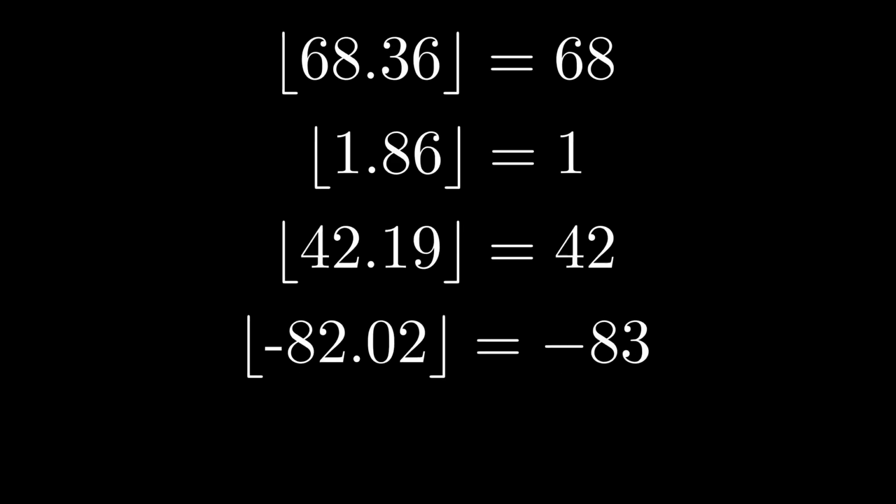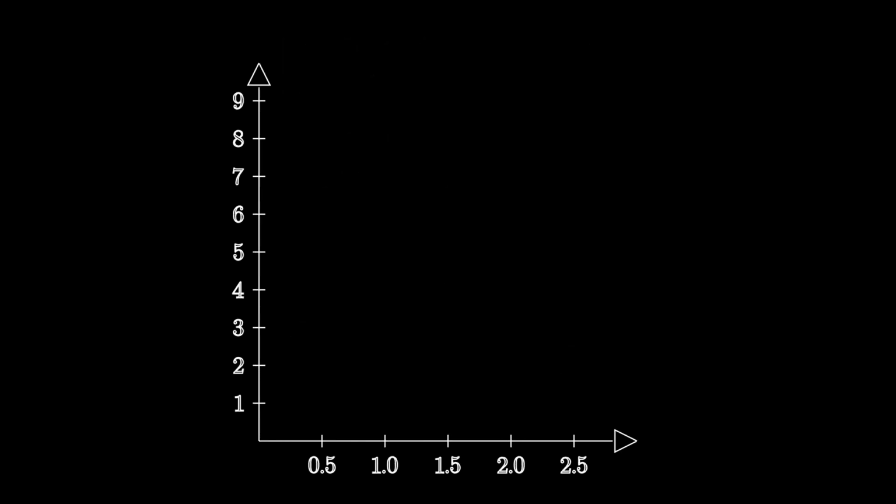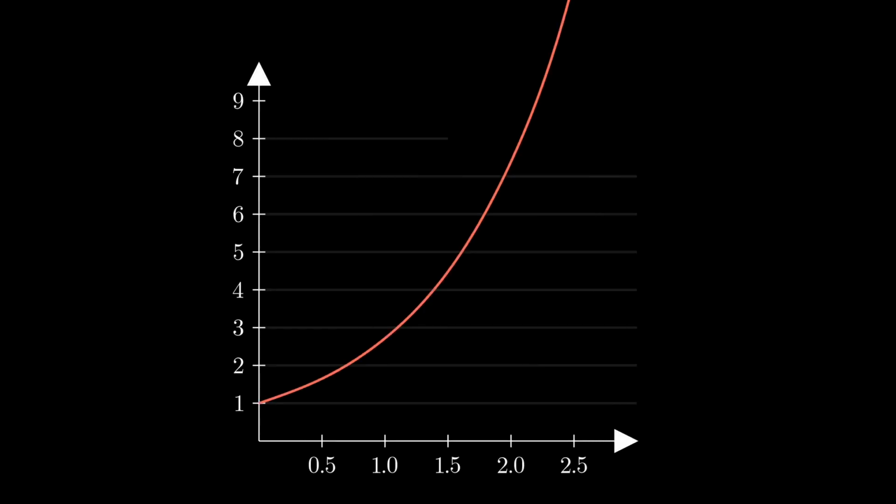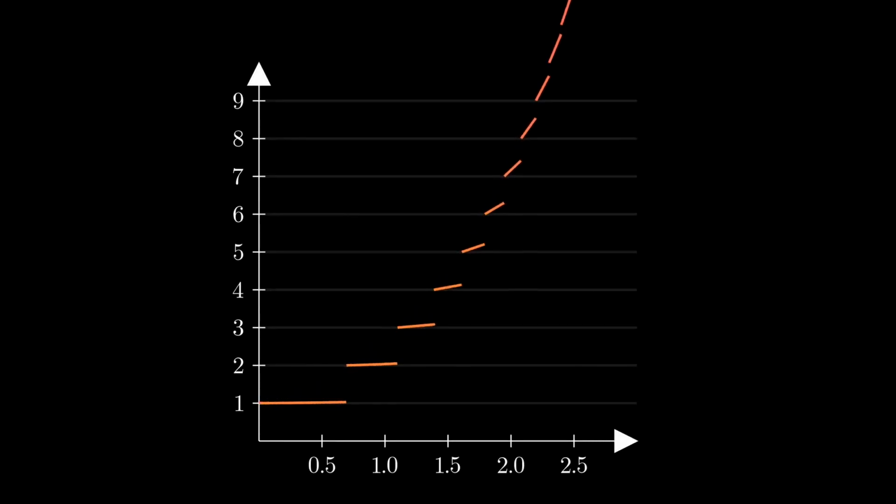Next is the floor function, which is the same as rounding down to the next integer. So how does the floor function affect the exponential function? Every point not on an integer drops to the integer directly beneath it, therefore splitting the curve into a series of horizontal sections.